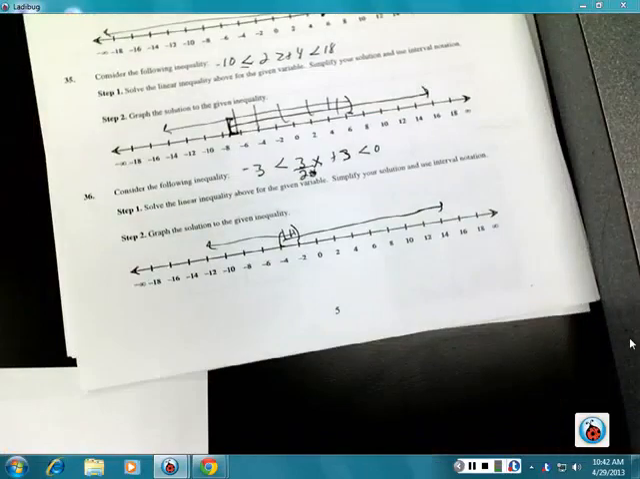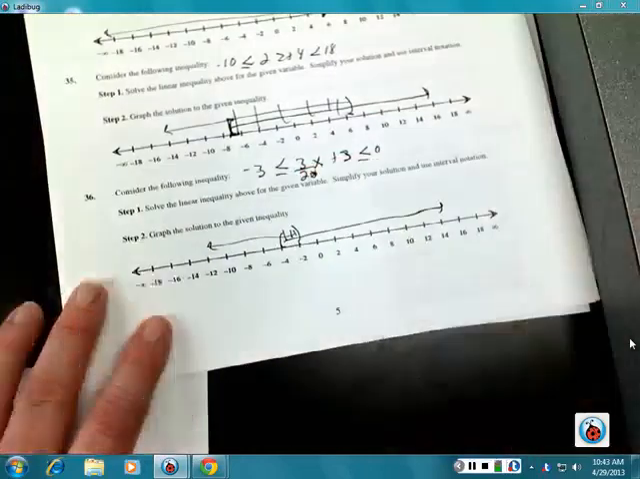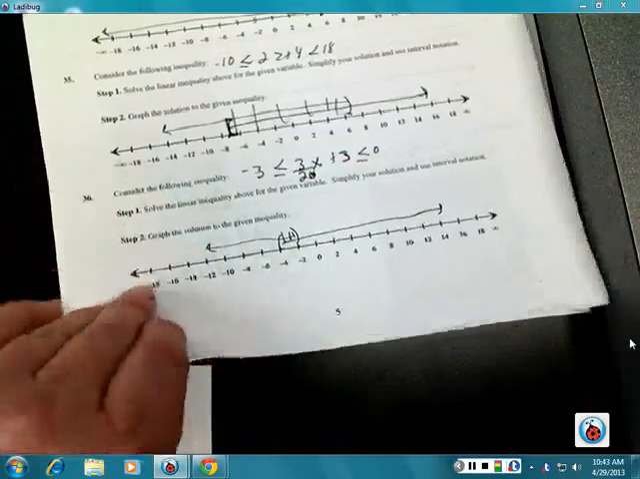Why is it parentheses instead of brackets? Is it because it doesn't say or equals? Because it doesn't have an equals right here. Okay. If this had an equal line underneath it, then I would use brackets. But it doesn't, so I can't use brackets with that one.